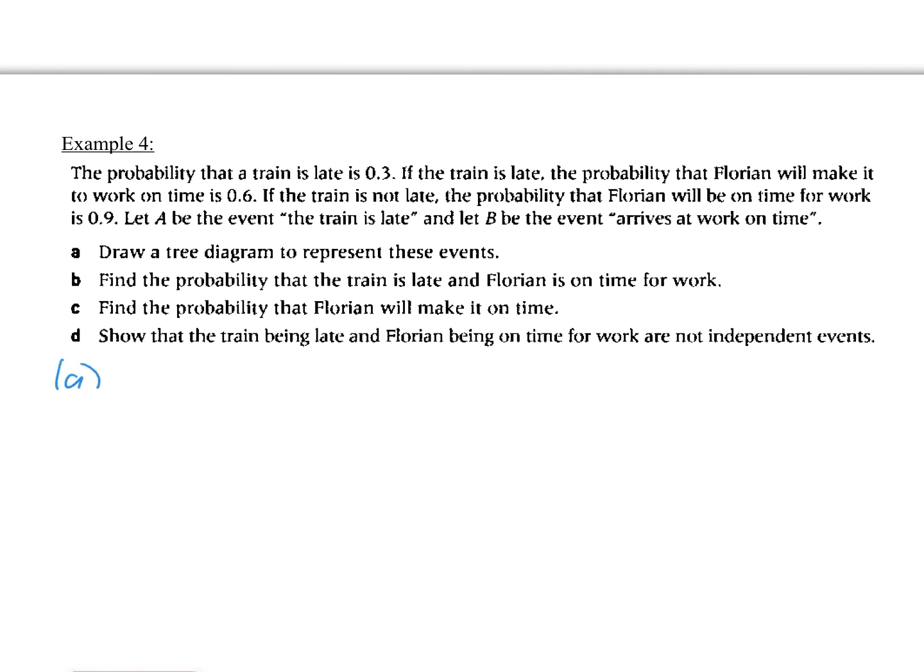So you know that we have probability of A, which is the train is late, and probability of A complement, the train is not late. And then we have the probability of Florian arriving on time, B, and probability of Florian being late, B complement. So probability of A, the train being late, we know is 0.3, and this is 0.7.